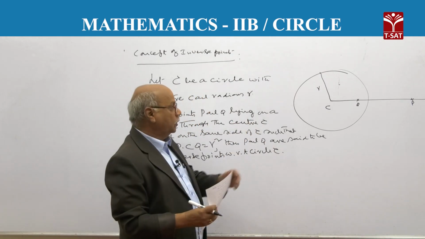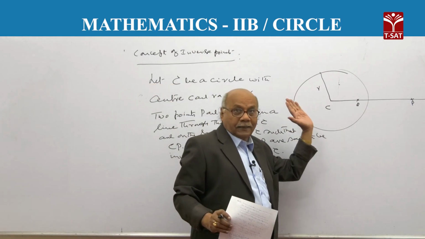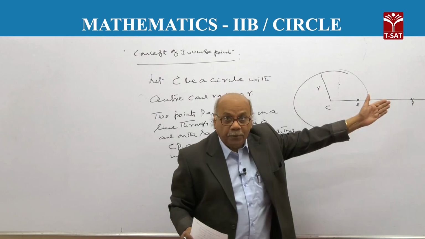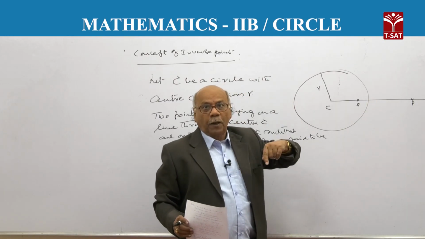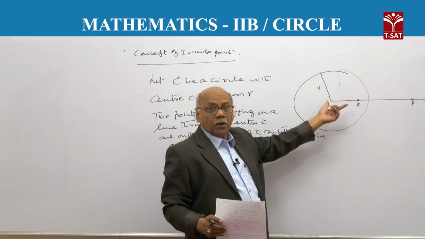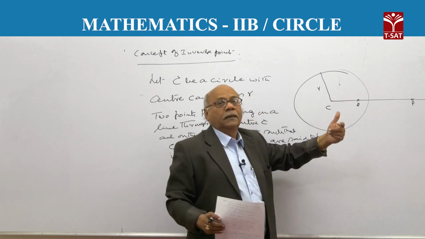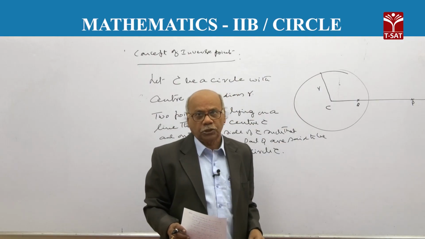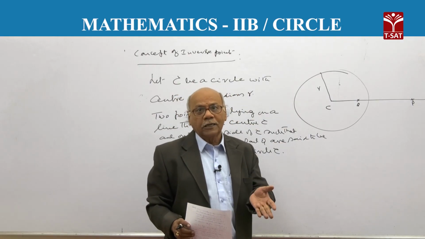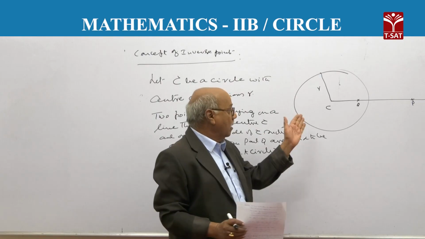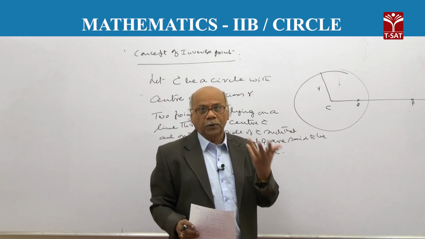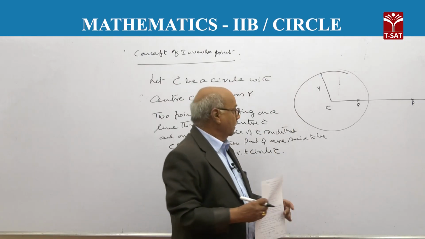For inverse points, the 2 points must lie on the same side of the center on a line passing through the center, with the property that the product of the distances of those points P and Q from the center must be equal to the radius square. Then we call P and Q inverse points with respect to the given circle.